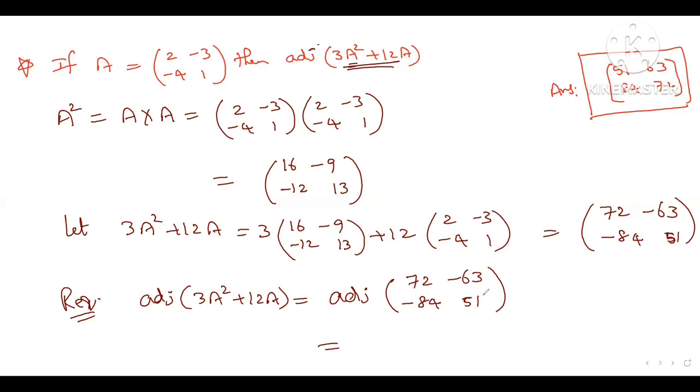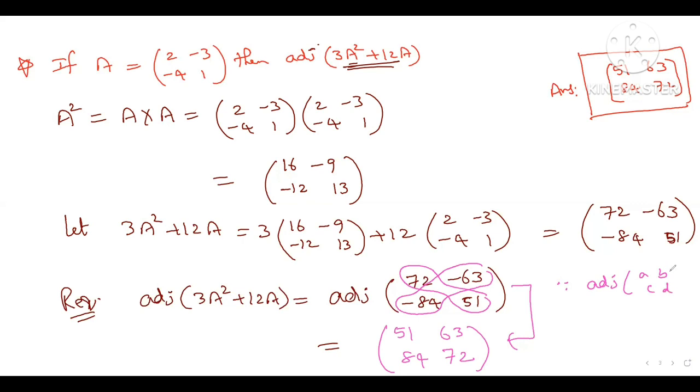Here the easy method is first we should interchange the principal diagonal elements. 72, 51 will be written as 51, 72 in the principal diagonal. The other diagonal elements we multiply with minus 1. Here minus 63, minus 84 will become 63, 84. This is nothing but adjoint of A. This is the shortcut method. So what is the formula? Adjoint of [a b; c d] is equal to [d, minus b; minus c, a]. This is the adjoint of a 2 by 2.